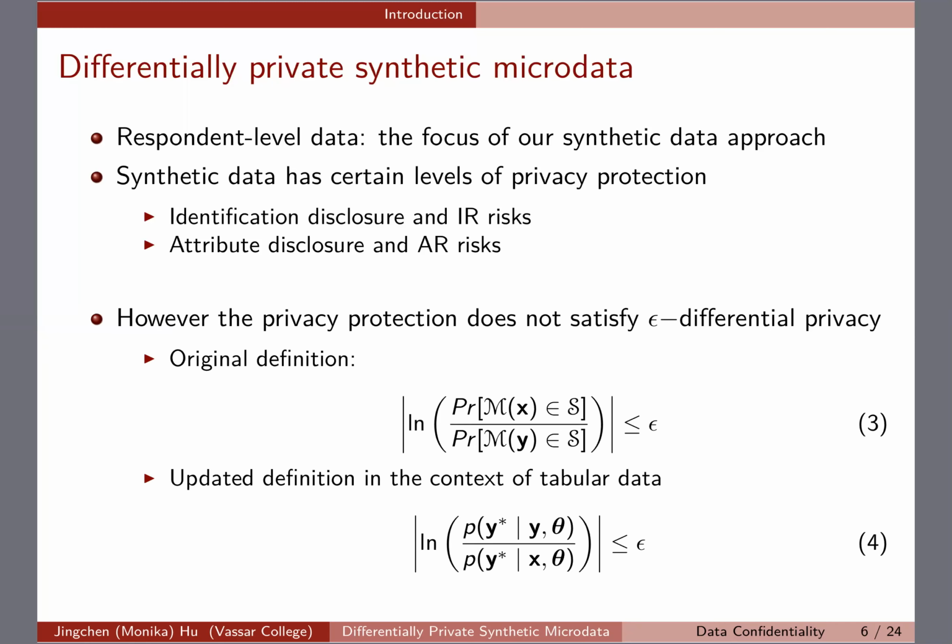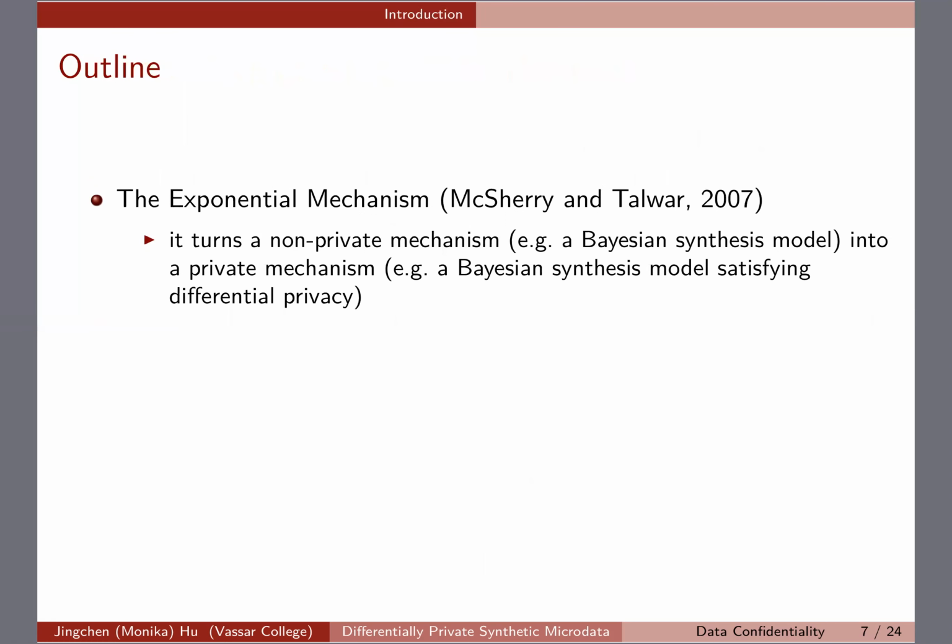But I do want to show you how Bayesian thinking can come into play when designing any kind of synthesizer or synthesis model that we have learned or heard about, to make it satisfy differential privacy. Okay, so to get us started, I have to first introduce you to a new mechanism. It's called the exponential mechanism. The short story is that the exponential mechanism can turn a non-private mechanism into a private mechanism. You can think of a non-private mechanism as, say, a Bayesian synthesis model, maybe the one that you're fitting. It does provide privacy, right? But it does not provide privacy according to the definition of differential privacy, so we call it a non-private mechanism.